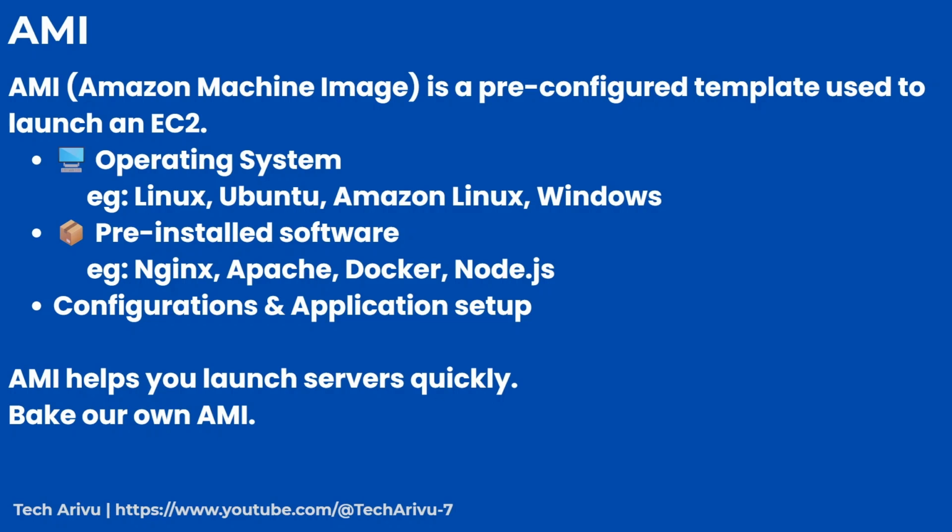So the best part here is we can make our own AMI too. In our own AMI, we can have our own application code, and we can just launch an EC2 instance from that AMI.